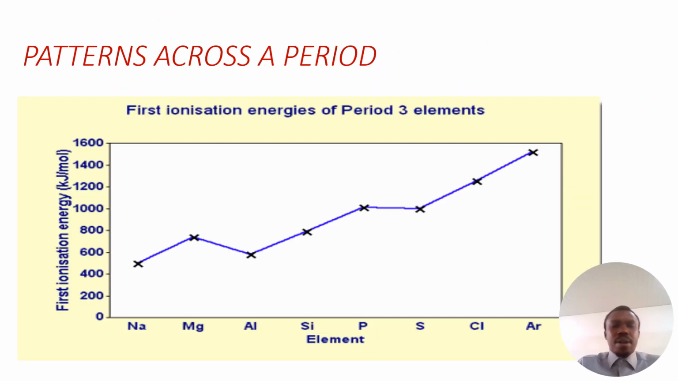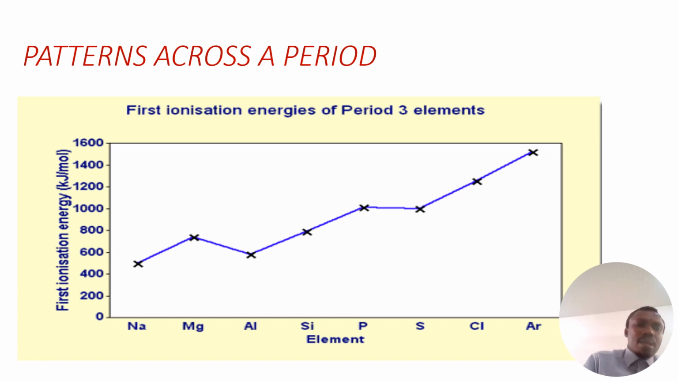So, still on the pattern across the period, we're looking at the trend in ionization energy across the period. I want to look at the first ionization energy of period 3 elements, which are sodium, magnesium, aluminium, silicon, phosphorus, sulfur, chlorine, and argon. The graph before us is a graph of the first ionization energy of the period 3 elements against the atomic number of the elements.